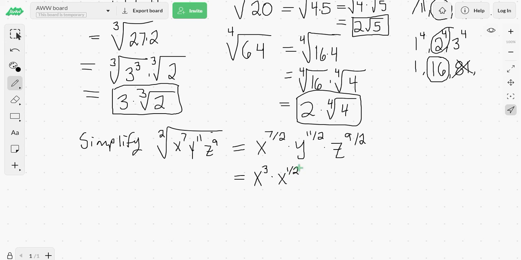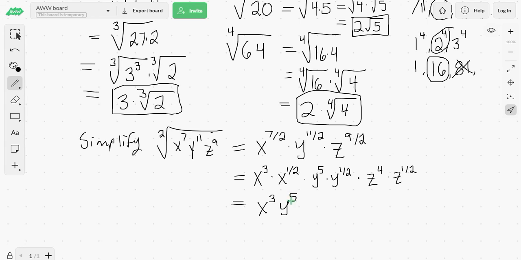So this is like 7 halves is the same thing as 3 1/2. Similarly, y to the 11 over 2 is the same thing as y to the 5th times y to the 1/2, because 11 over 2 is the same thing as 5 1/2. And lastly, z to the 9 halves is the same thing as z to the 4th times z to the 1/2.